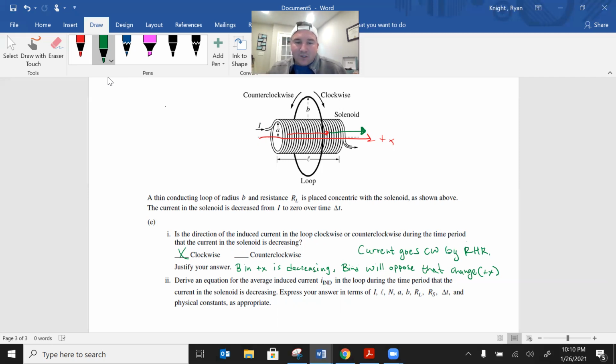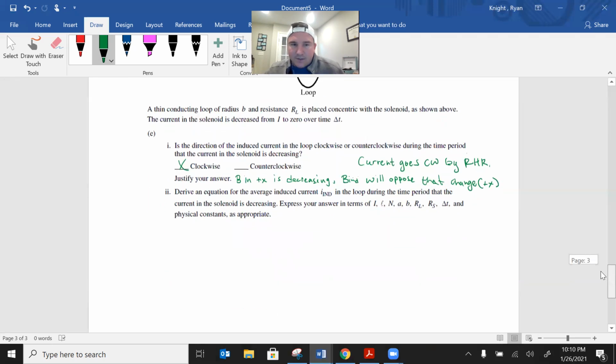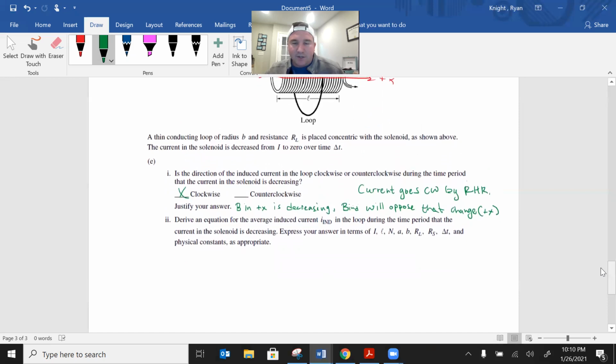Derive an equation for the average induced current in the loop during the time period that the current in the solenoid is decreasing. Express your answer in terms of I, L, N, A, b, R_L, R_S, T, and physical constants as appropriate, which means we don't need to use all of them, but that's what we have available to use. So EMF is equal to change in flux over change in time.